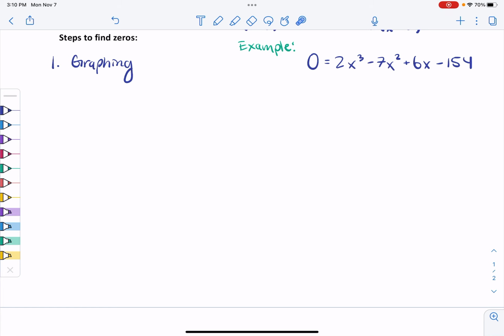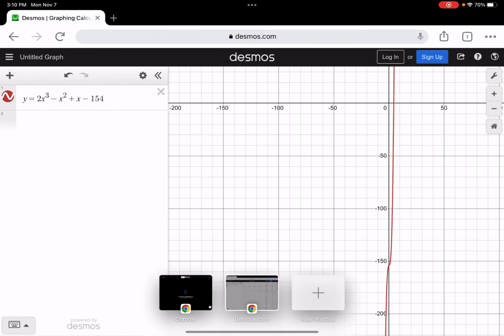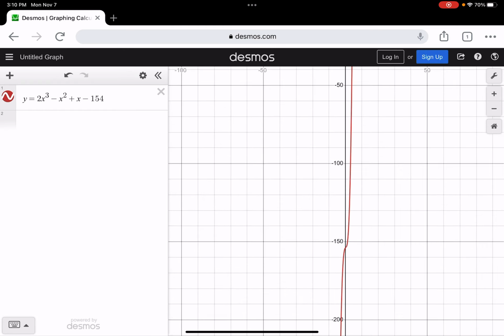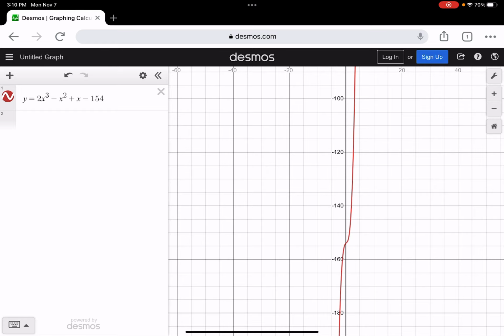You could also see if there was a greatest common factor of x, that would automatically tell you that there's a 0 at x equals 0 as well. Okay, so starting by graphing, I've already graphed this one over here on Desmos. So if you can see here on Desmos, this function, it's cubic, right? So it has a little bit of a squiggle there.